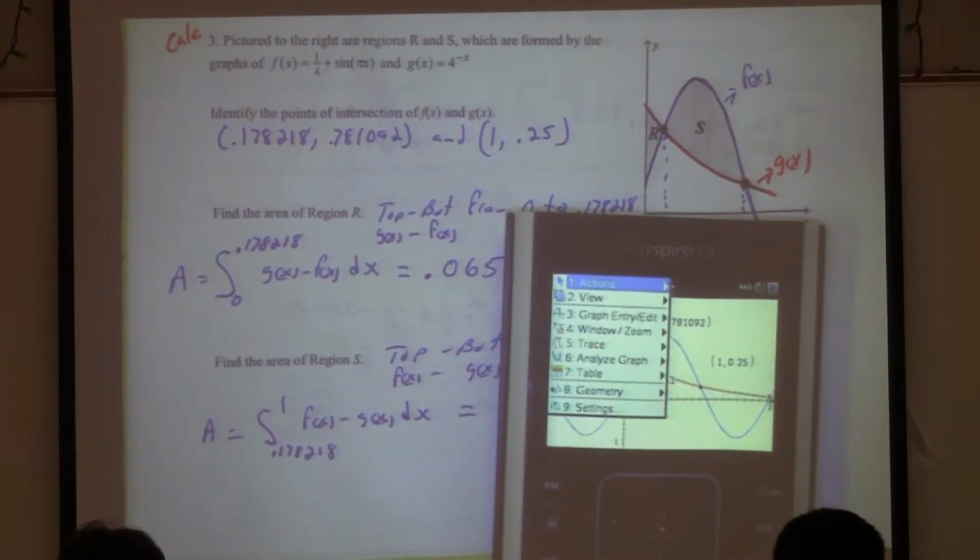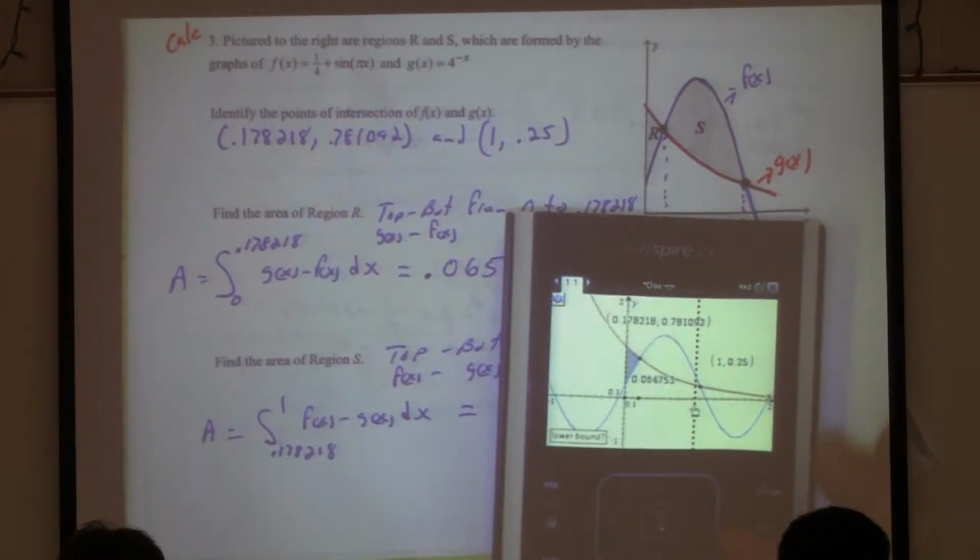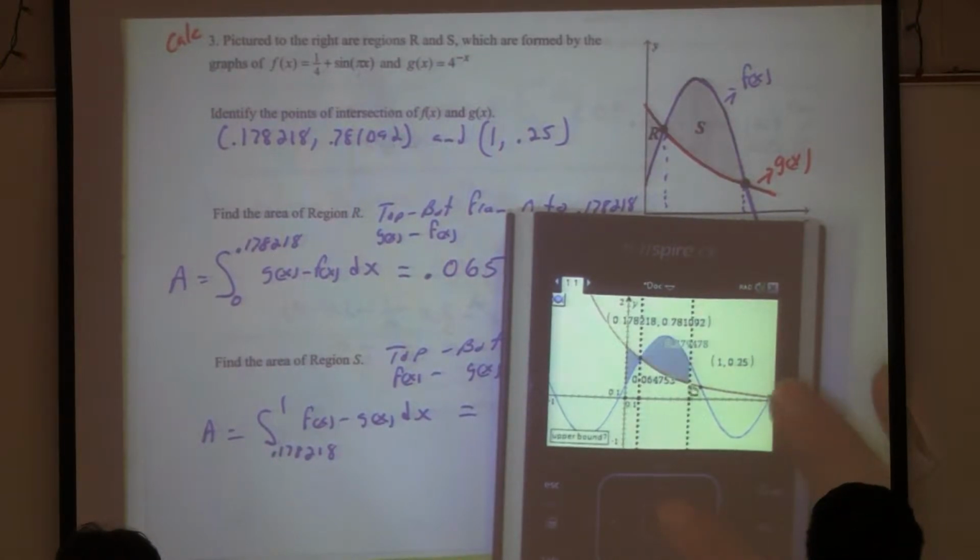So again, menu 6, 7. And for this one, I'm going to use the point. So I'm going to come over here, click there. And then I'm going to come over here and click this guy. 0.410. Over and up.